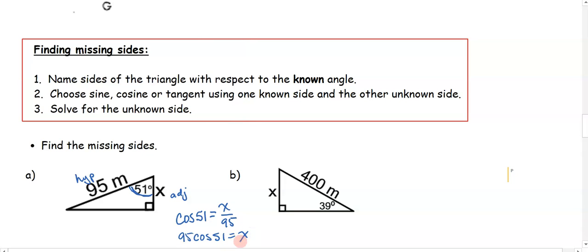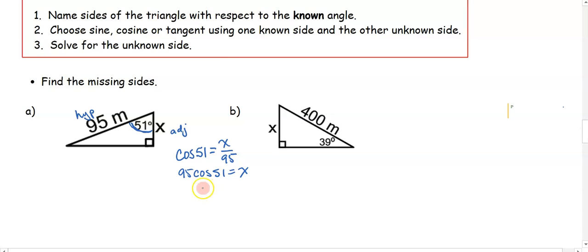And again, you type this in your calculator. When you're finding a side and you know the angle, you don't use cos inverse, right? You just undo what's happening to x. So 95 cos 51 is 59.8 to the nearest tenth. So I would get 59.8 meters is equal to x. That's the height of that triangle. I call this the vertical height.